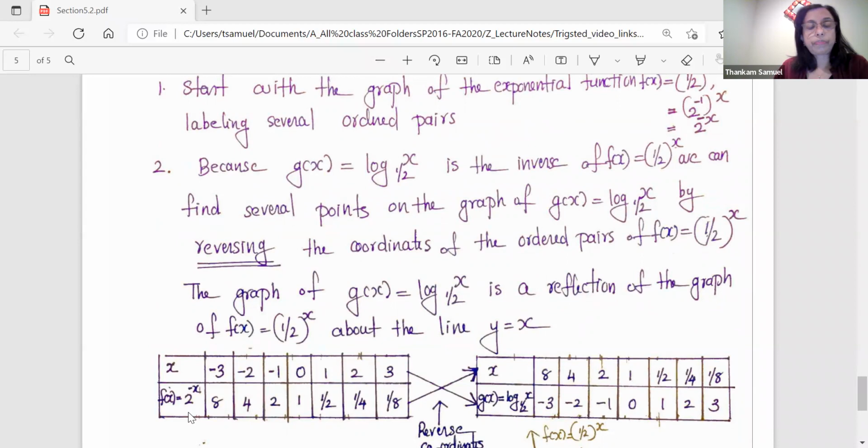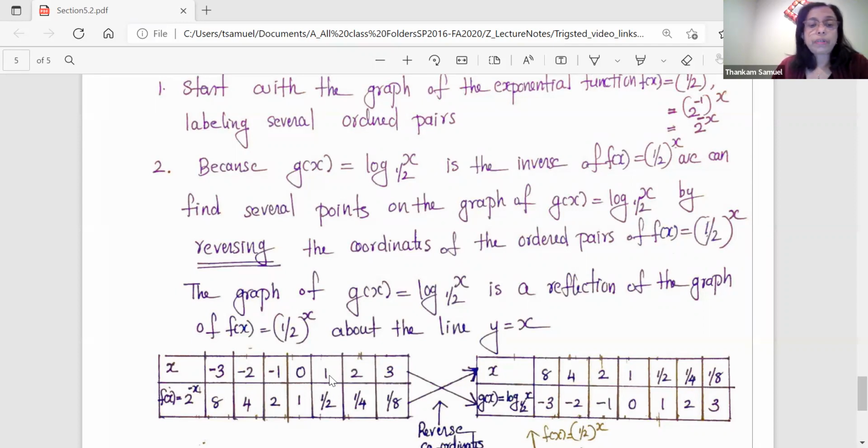So if you take the x value as negative 3, then the function value is 2 to negative of negative 3, that is 2 to the 3, or 2 to the third, that is 8. Similarly, 2 to negative of negative 2, that is 2 to the second, that is 4, 2 to negative of negative 1, that is 2, then when you substitute x as 0, you will get the value of the function as 1.